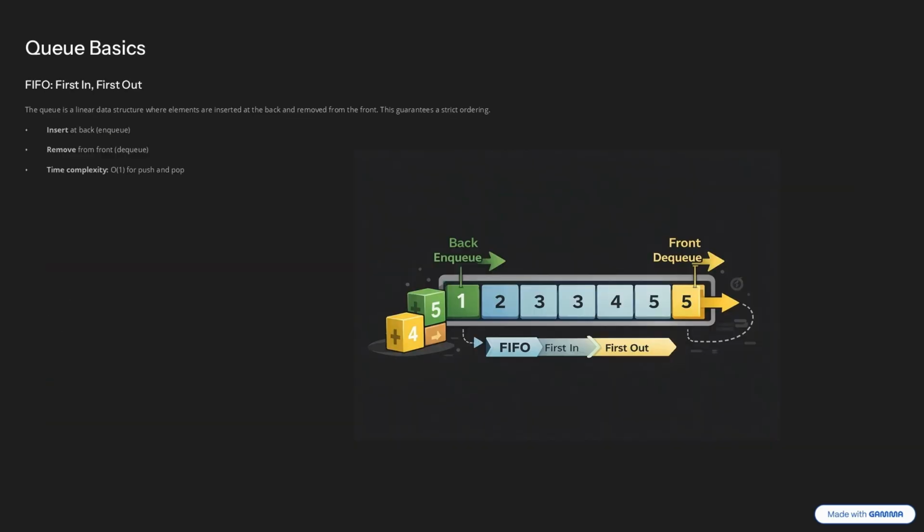What is a queue? A queue follows one rule: first in, first out. The element inserted first is removed first. Insertion happens at the back, and removal happens at the front. All core operations run in constant time.